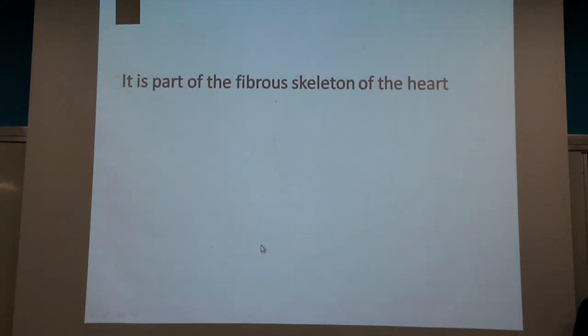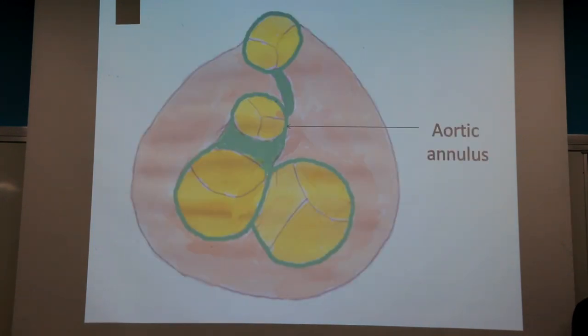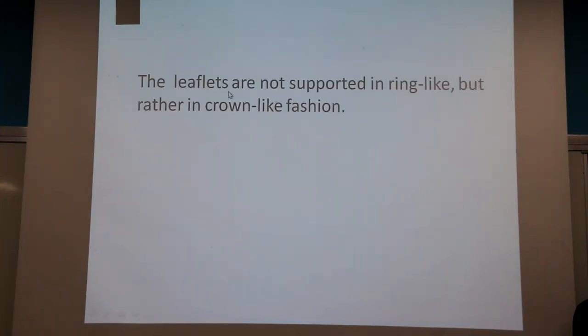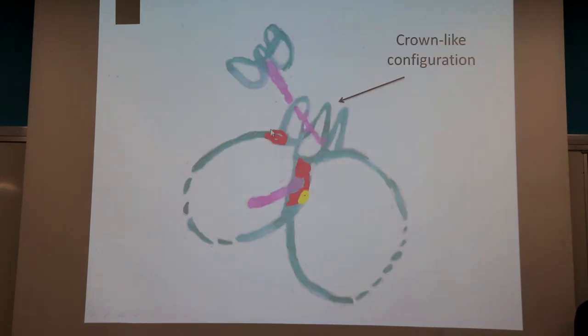Annulus. The annulus of the aortic valve is part of the fibrous skeleton of the heart. Here is the aortic annulus. The leaflets are not supported in a ring-like, but rather a crown-like fashion, like this. Ring-like is characteristic for the mitral and the tricuspid valve, but crown-like is characteristic for the aortic and pulmonary valves. Here is the pulmonary, and here is the aorta.